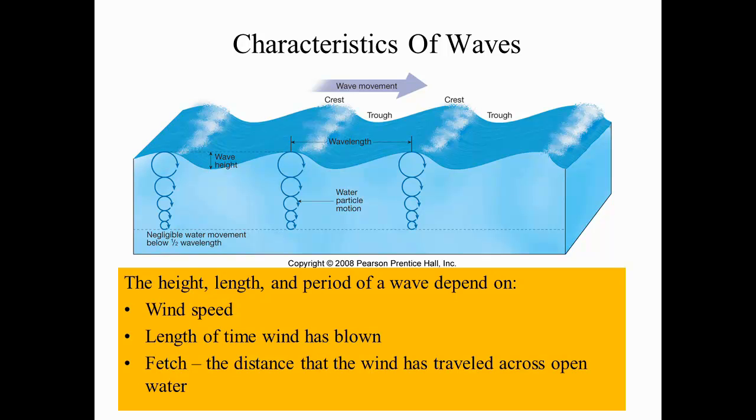The height, the wavelength, and also the period of the wave depend on several factors that include the overall wind speed, the length of time that the wind has blown, and also what's known as the fetch. Fetch is simply the distance that the wind has traveled across open water.